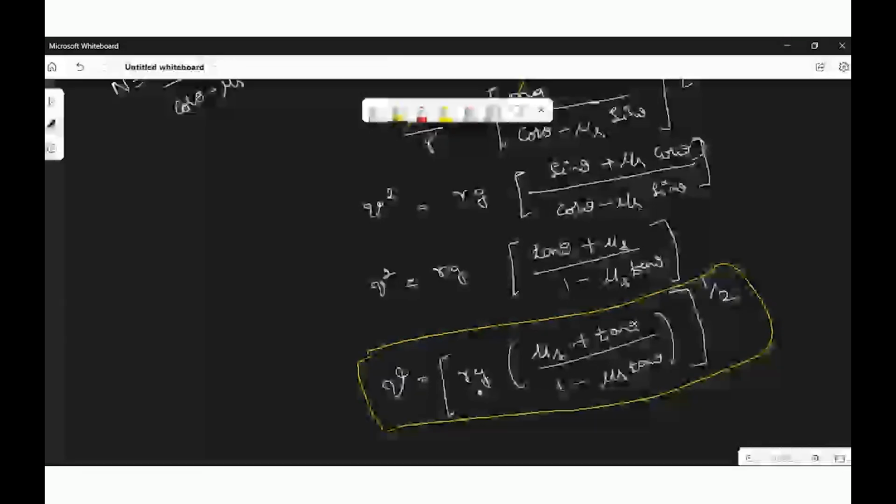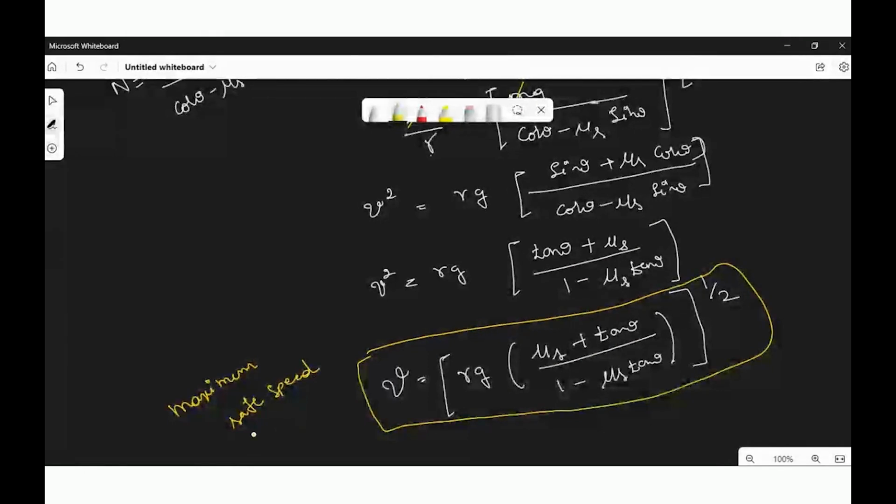So rg into (mu s plus tan theta) by (1 minus mu s tan theta), raised to half. So this will be the maximum safe speed on a banked road.